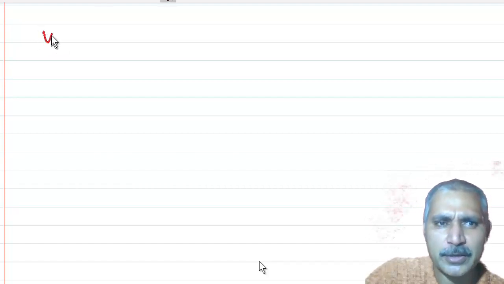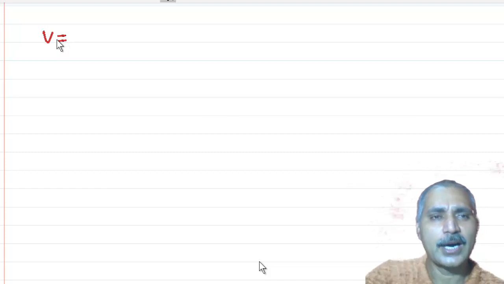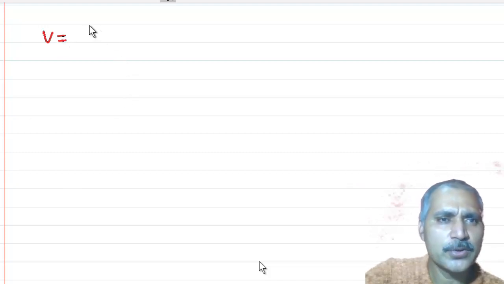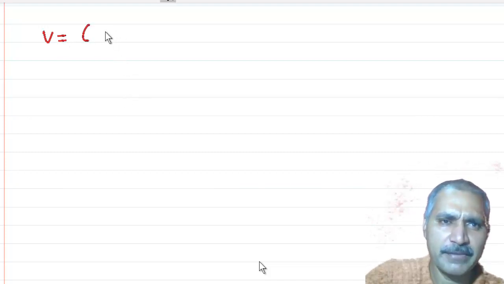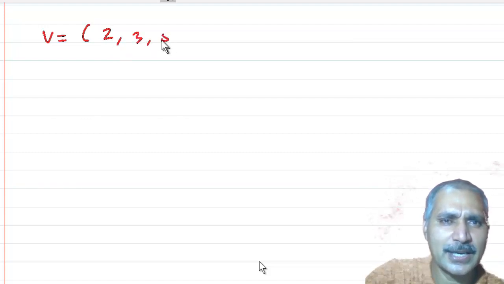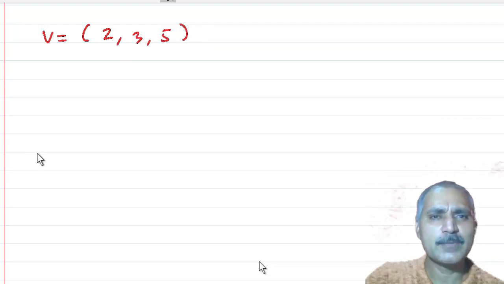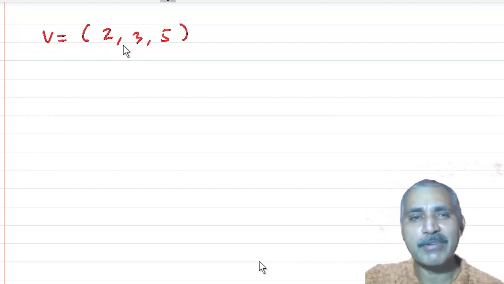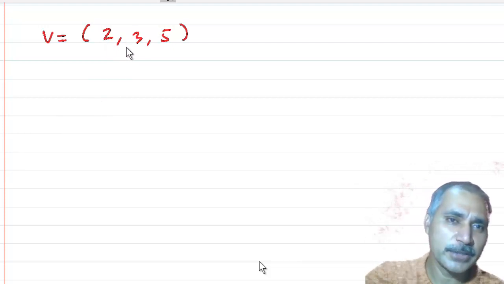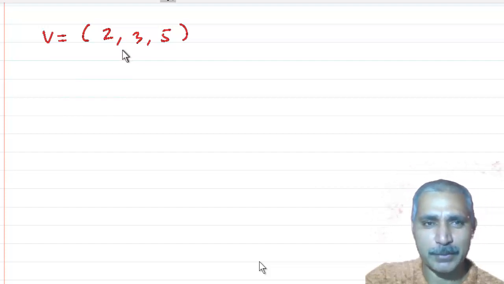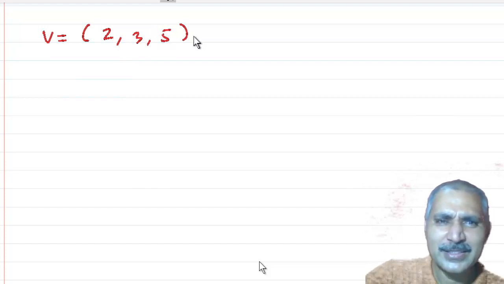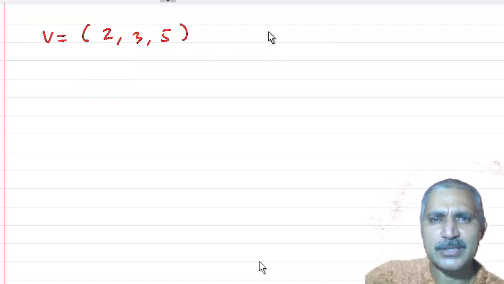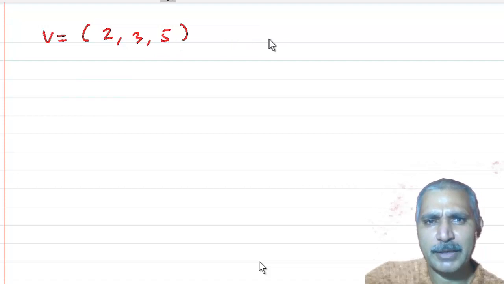Vectors will generally be denoted by the letter V, and in this we are going to have a set of numbers, for example 2, 3 and 5. Vectors have some fixed number of elements in them. Those are the numbers, and they may be positive, negative, or any number. If there are 3 elements, we say that this is a vector of 3-tuple size. The number of elements present is 3, so we write 3-tuple.